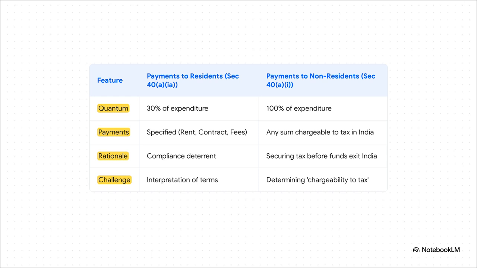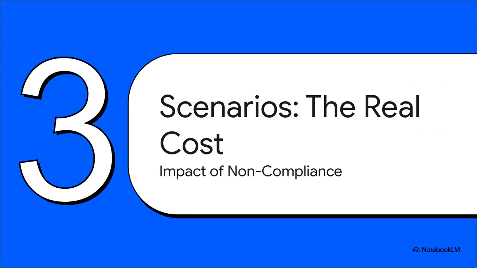With residents, you might argue over the definition of work. With non-residents, you're diving into the deep, complex world of double taxation treaties to figure out if tax even applies. Okay, enough theory. Let's crunch some numbers and see what this kind of mistake actually costs in cold, hard cash.